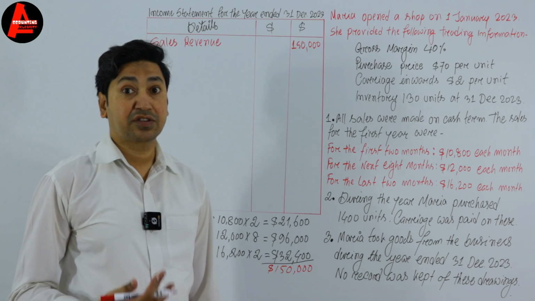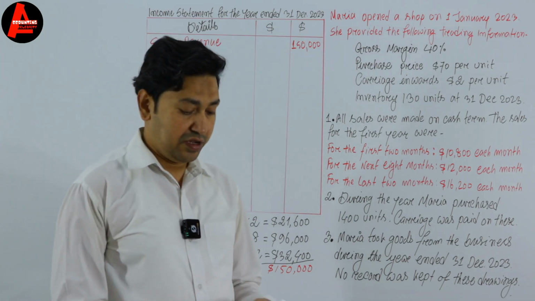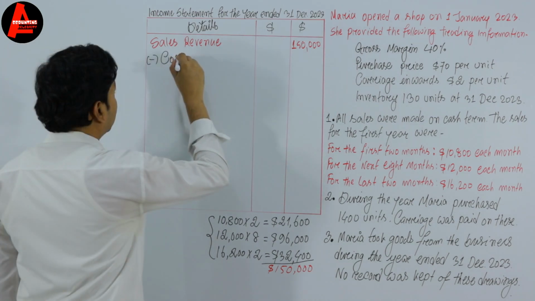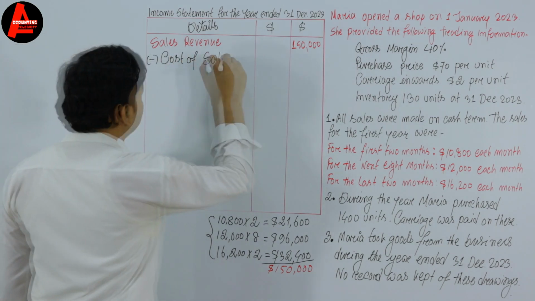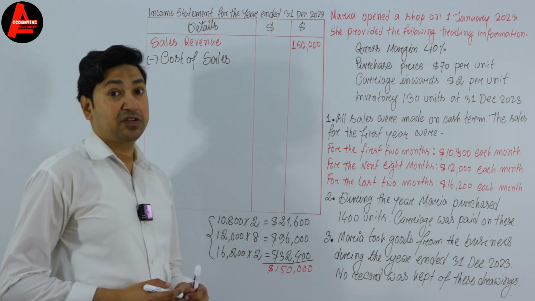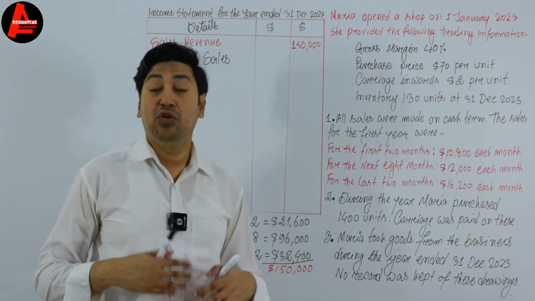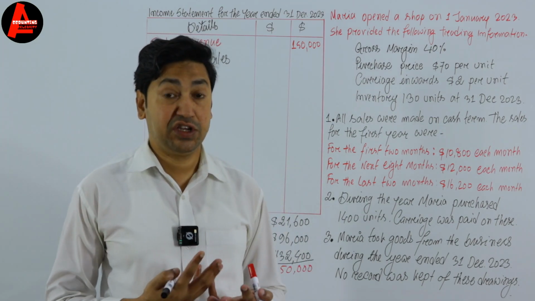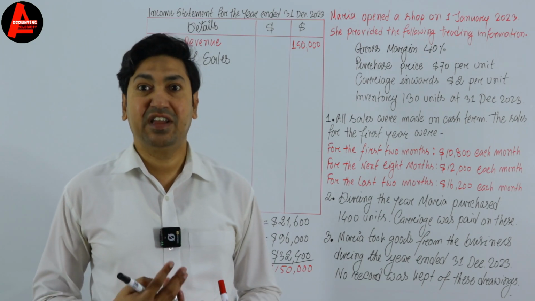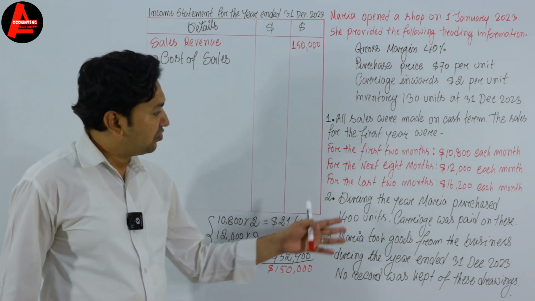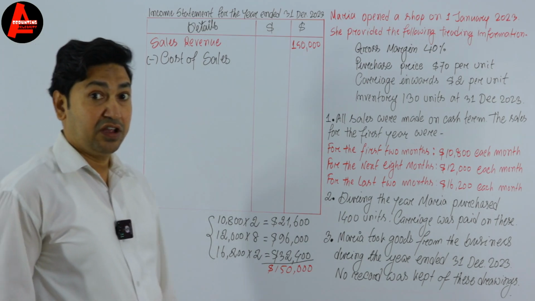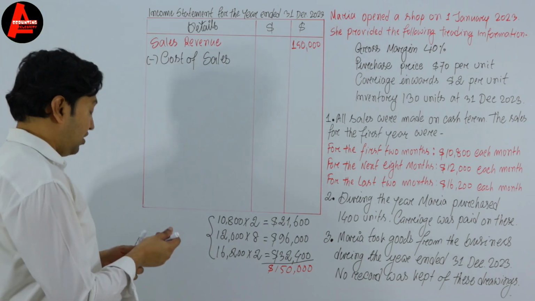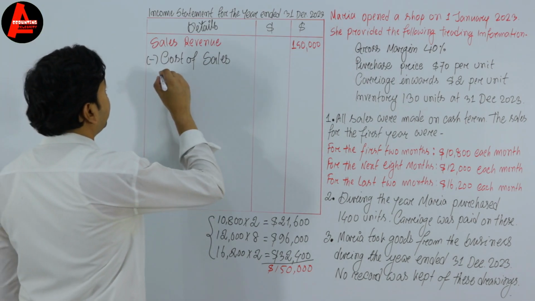Now what to do? We will subtract cost of sales from the sales revenue. So let us write less cost of sales. How do we calculate cost of sales? We know cost of sales equals opening inventory plus purchases minus purchase returns plus carriage inward minus closing inventory. In this question we did not see opening inventory, so we don't have to think about it, but we have purchases. So let us write purchases here.